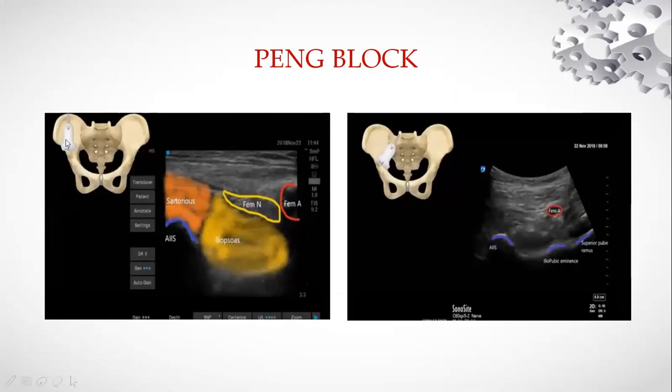As we can see, transversely they have placed the probe over the AIIS, the anterior inferior iliac spine. During this view, you will be able to appreciate the sartorius, which is originating from the AIIS bony shadow, as well as the iliopsoas, which is taking origin from here. You'll be able to see the femoral nerve and artery at this particular location as well. Here again, what they have done is that they have rotated the probe counterclockwise in a way that it gets aligned with the pubic ramus.